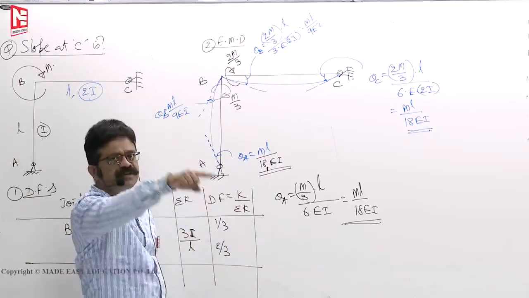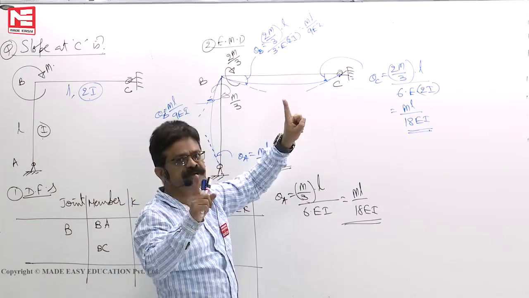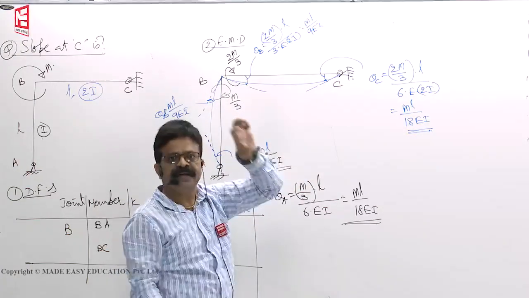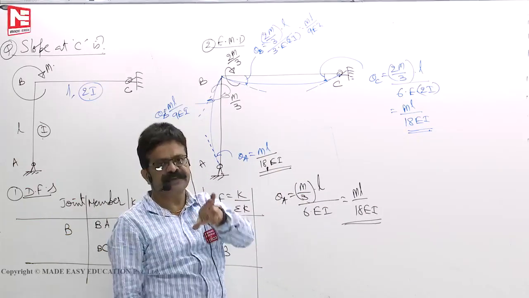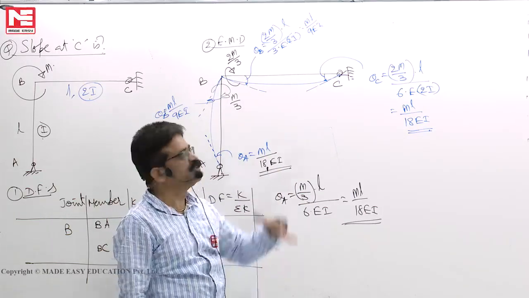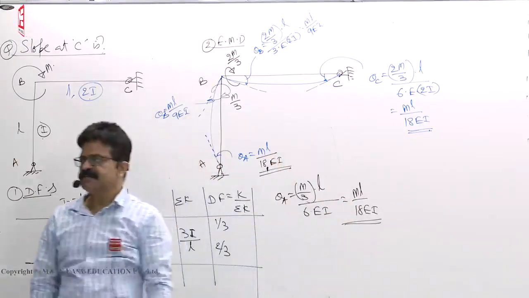But once you draw the profile, remember the formulas I told you for a simply supported beam subjected to moment M. At the application of moment M, it is ML by 3EI. At the far end, half of that, ML by 6EI. Then substitute the individual values of M and you will get the result.